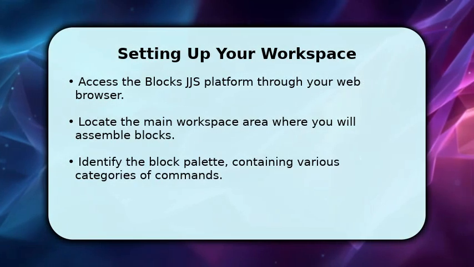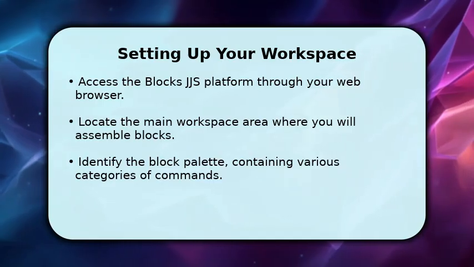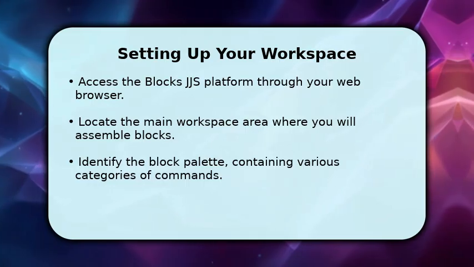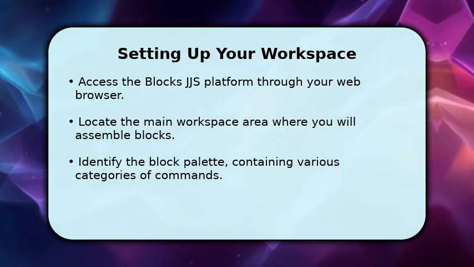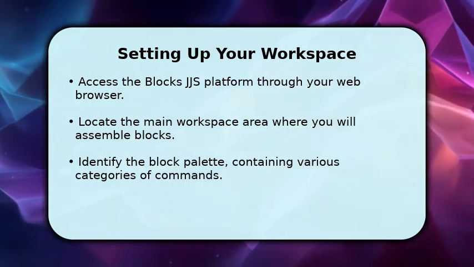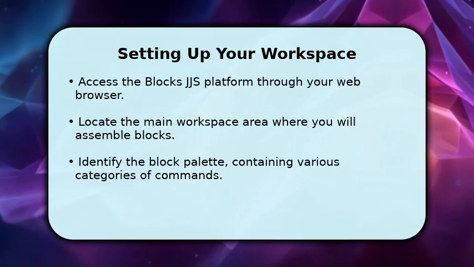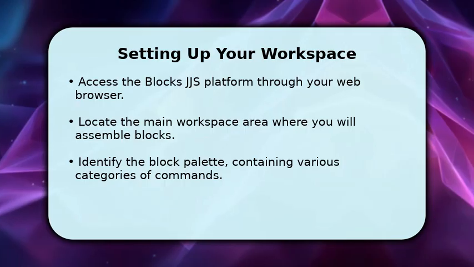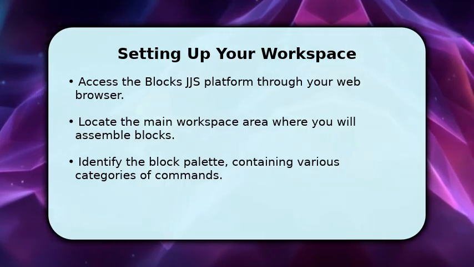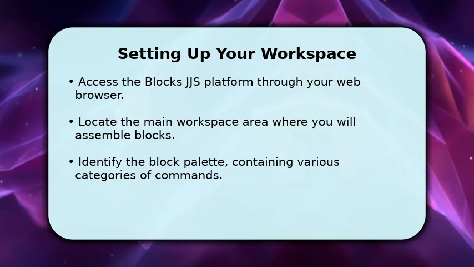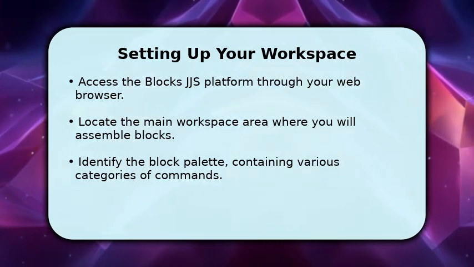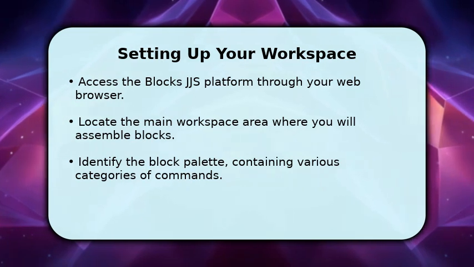To begin, navigate to the Blocks JJS online platform using your preferred web browser. Once there, you will see the main workspace, which is your canvas for building programs. On one side, you'll find the block palette, organized into categories like logic, loops, and variables. Take a moment to explore these categories and familiarize yourself with the available blocks. Remember to save your work frequently, perhaps every 5 to 10 minutes, to ensure your progress is always secure.